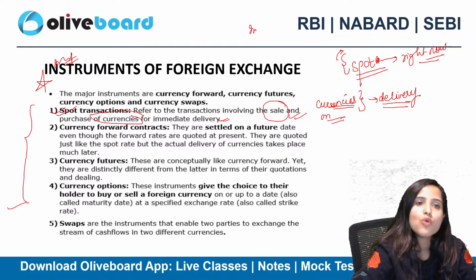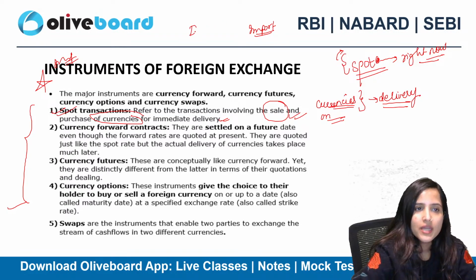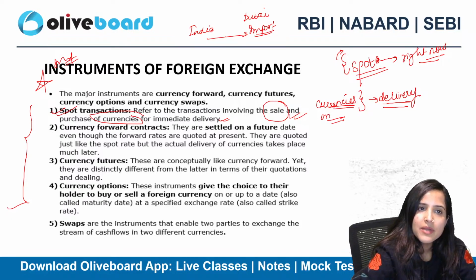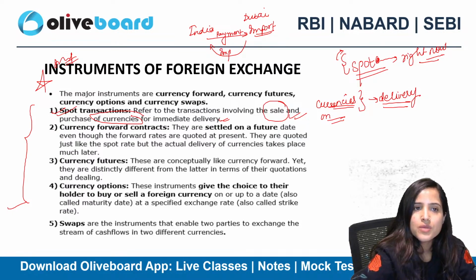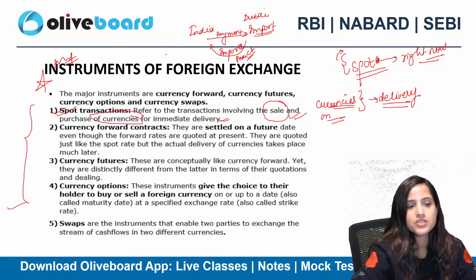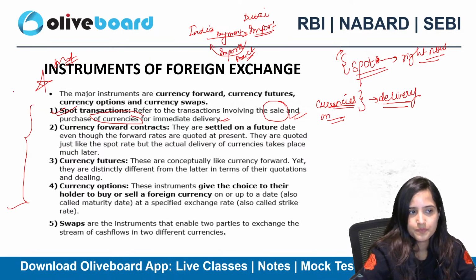For example, if you want to import an item from outside, for example you are in India and आपको दुबई से इंपोर्ट करवाना है, तो आप क्या करेंगे, अभी पेमेंट कर देंगे. You are going to make the payment right now and in return you are going to avail those imports. तो आपको उसी वक्त जो product चाहिए है, वो आपको उसी समय मिल जाएगा. That is your spot transaction.